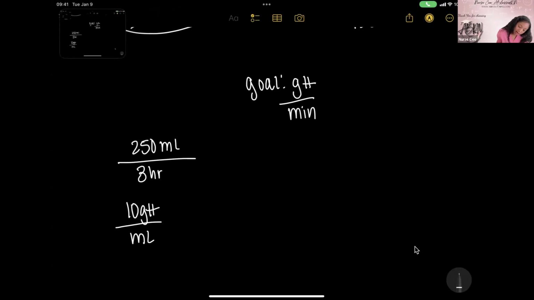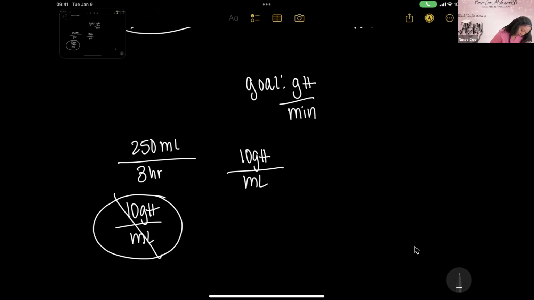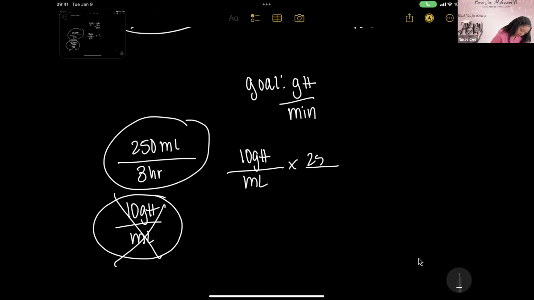So if we want to know how many drops per minute, we'll start with that puzzle piece that has the drops in it. So we'll do 10 drops on the top, milliliters on the bottom. We've used this puzzle piece. Now we need a puzzle piece that has milliliters in it because I need my milliliters to go to the top, okay? So then we'll have this one, 250 ml over 3 hours. Milliliters crosses out, and now we've got drops on the top, but we've got hour on the bottom. We need minutes on the bottom.